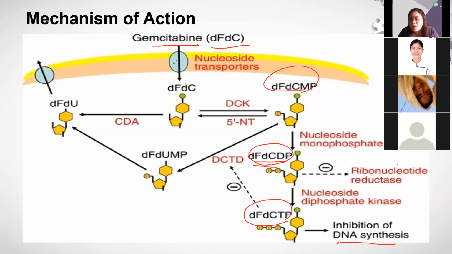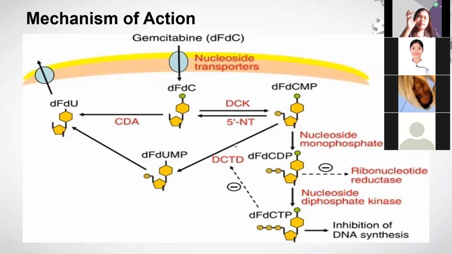Okay? So again, hindi ninyo na kailangan memorize. Gusto lang namin makita ninyo na gemcitabine undergoes series of metabolism in the body. And then, ang enzyme na ma-inhibit niya talaga when the metabolite is formed is the ribonucleotide reductase. And meron siyang metabolite also that can inhibit the DNA synthesis. Kasi ma-incorporate itong DFDCPP sa DNA strand. And then, magkakaroon siya ng pag-terminate ng DNA replication.